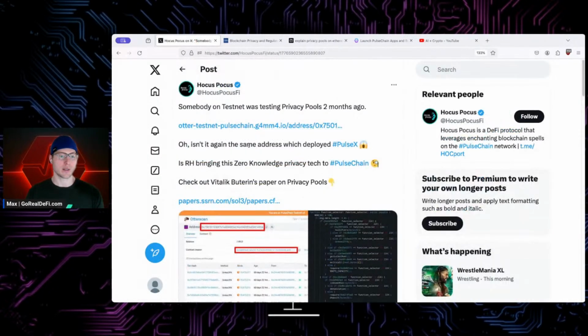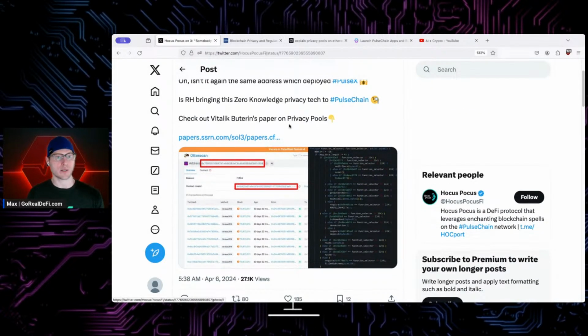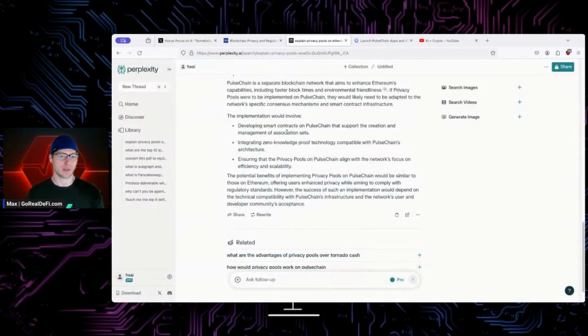Testing? Okay, so testing privacy pools. I don't know if that's a fork or just a deployment or otherwise, but testing sounds like they exist in some way. So it sounds like we've already got that part. We already have some tech to do it. And then integrating zero knowledge proof compatibility with PulseChain's architecture. Okay, well, it sounds like it goes hand in hand. If something has been deployed or tested, a lot of the hard pieces have been figured out. And then ensuring privacy pools and PulseChain align with that, I don't think that's very important.